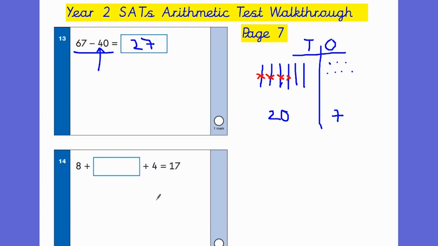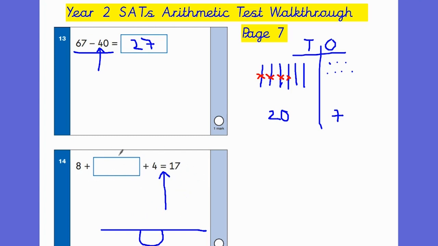Okay, so question 14 is slightly different because there's a box here. It's not come at the end of the number sentence, which sometimes confuses children. But what I would teach children is that this equal sign here is like a weighing scale, a balancing scale. Okay, and that anything on this side has to equal the same on this side. Okay, so you've got 17 here. 8 and 4 and something have to equal 17.